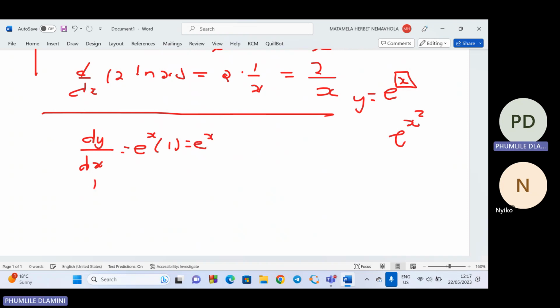If I have to differentiate d over dx of, let's say, e to the power x cubed, the first thing I'm going to do is write it as it is, e to the power x cubed. Then I differentiate the power part. When I differentiate x cubed, it's going to be 3x squared, which I can just rewrite as 3x squared e to the power x cubed.